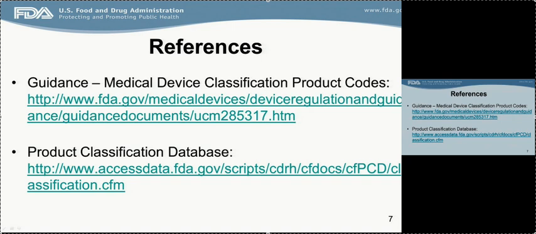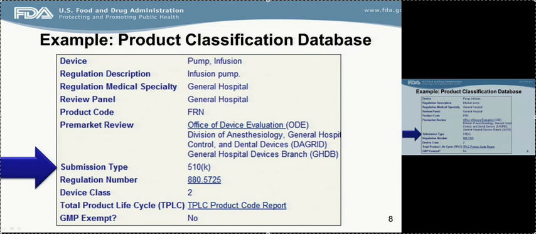As well as my favorite reference is the product classification database. This database can be extremely useful. It is a public database and it provides you a wealth of information on the appropriate regulatory pathway for different devices. On this slide, I have provided you an example from the product classification database.